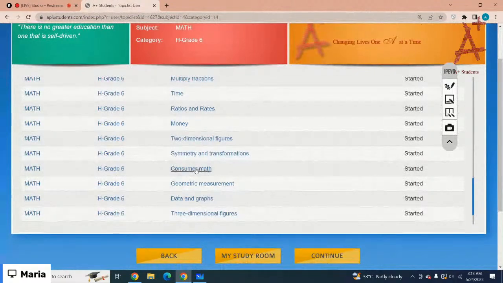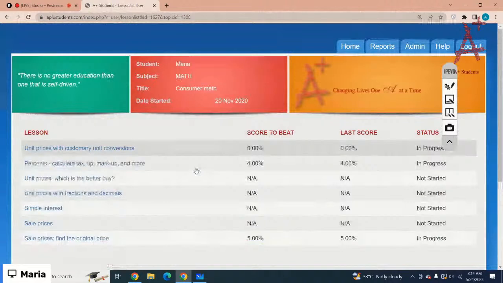Okay, the next one is consumer math. Let's just start with the lesson. Okay, start with the first lesson: unit prices with customary unit conversions.